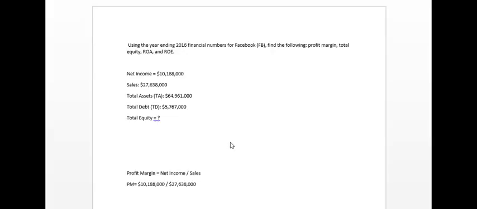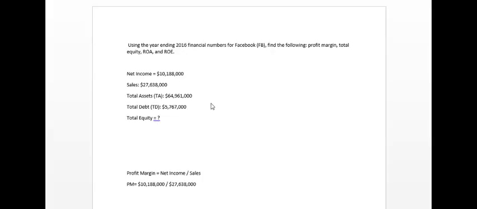We're working on a problem set using some real numbers from Facebook with the symbol FB. Using the year-end 2016 financial numbers for Facebook, find the following. We need to find the profit margin, the total equity of Facebook, the return on assets, or ROA, and the return on equity, or ROE.